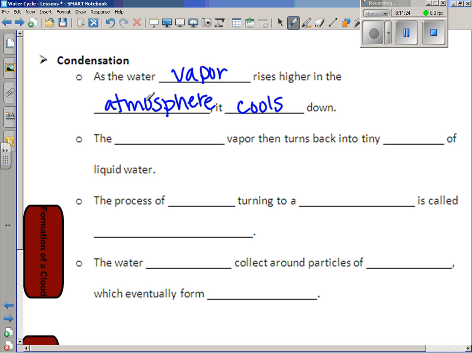Now the water vapor then turns back into tiny drops of liquid water. So condensation is a process of a gas turning to a liquid. Okay, so we know this is condensation.